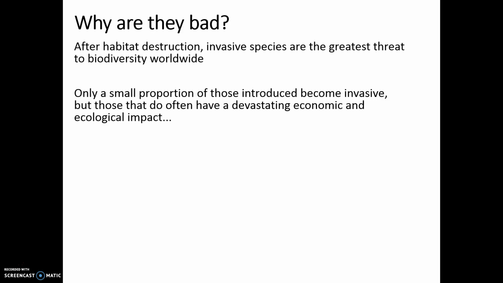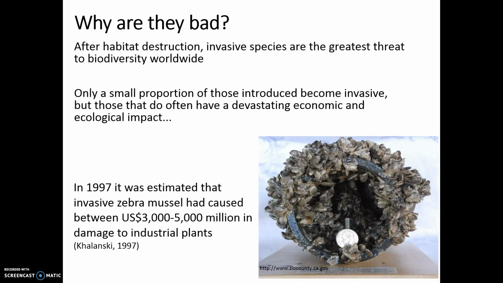So we've talked about the ecological impact for lionfish, but a very nice example of the economic damage is these mussels that get spread through ballast water. And even back in 1997, the invasive zebra mussel was causing between 3,000 and 5,000 million US dollars in damage to factories and industrial plants by blocking the pipes. So the little larvae come up the pipes in the water, but then they settle on the side of the pipes and they grow into these structures that actually block the pipe, causing real problems for the companies that have to maintain them.